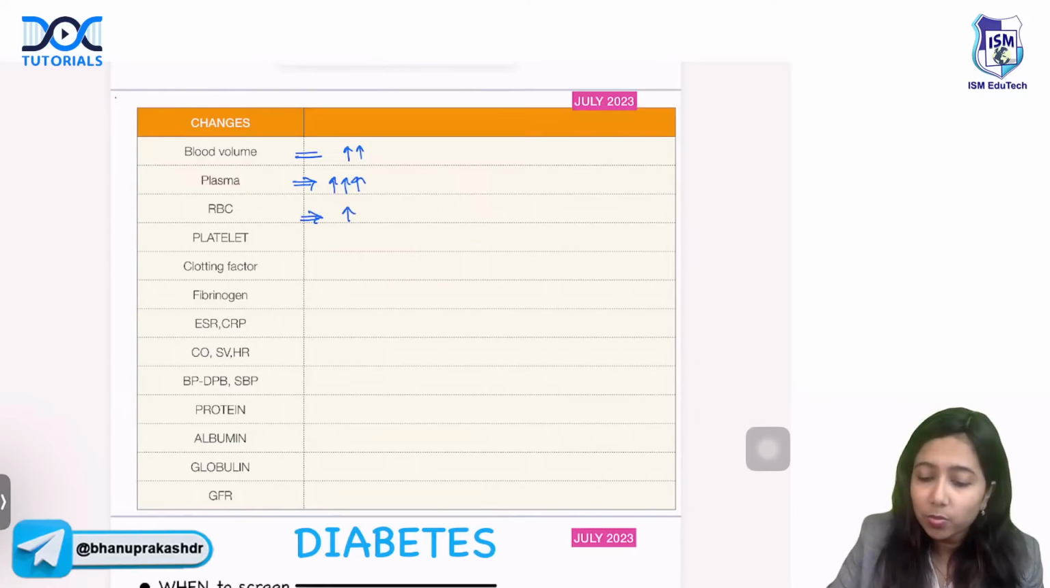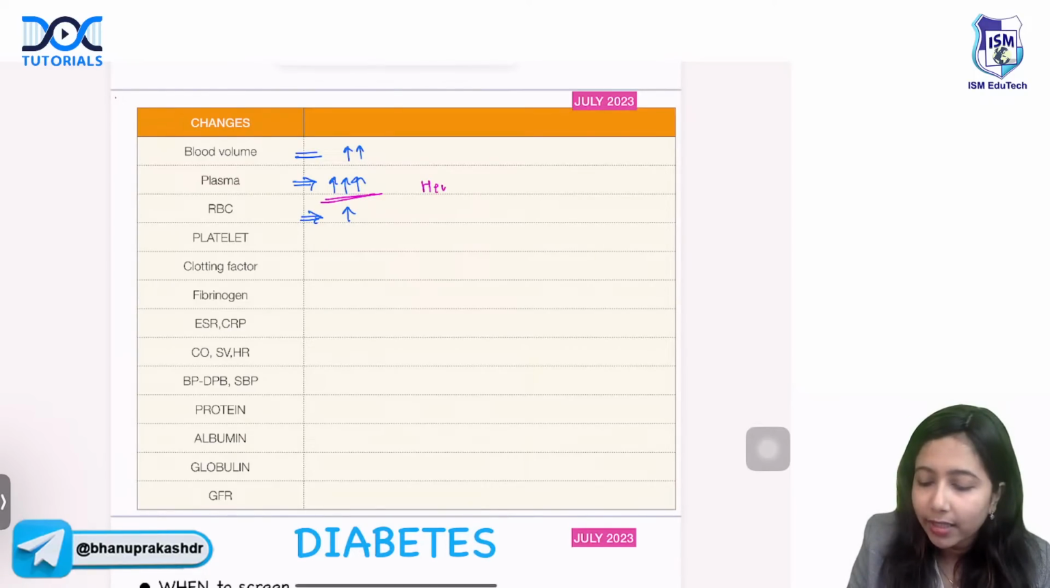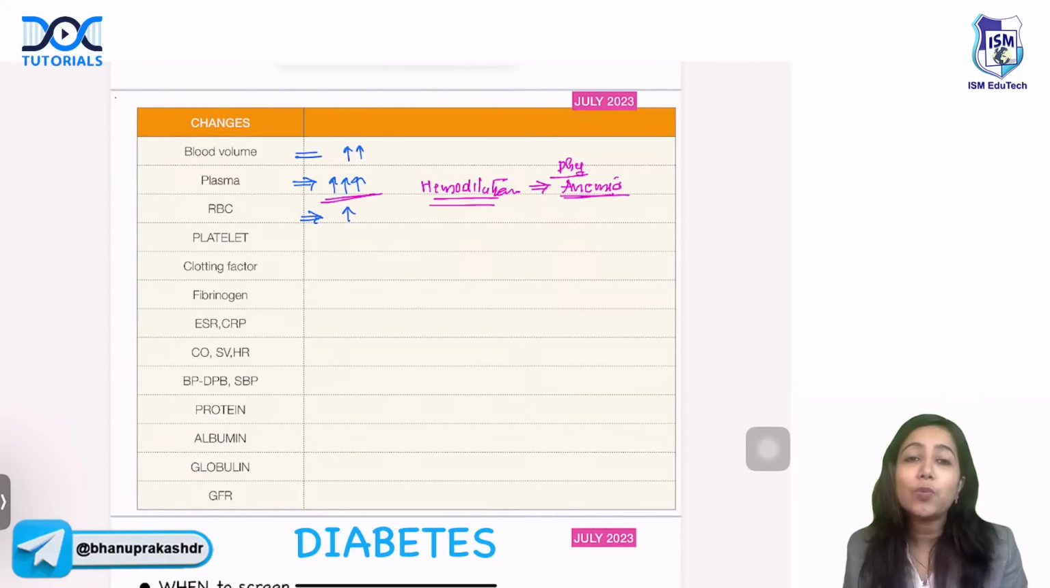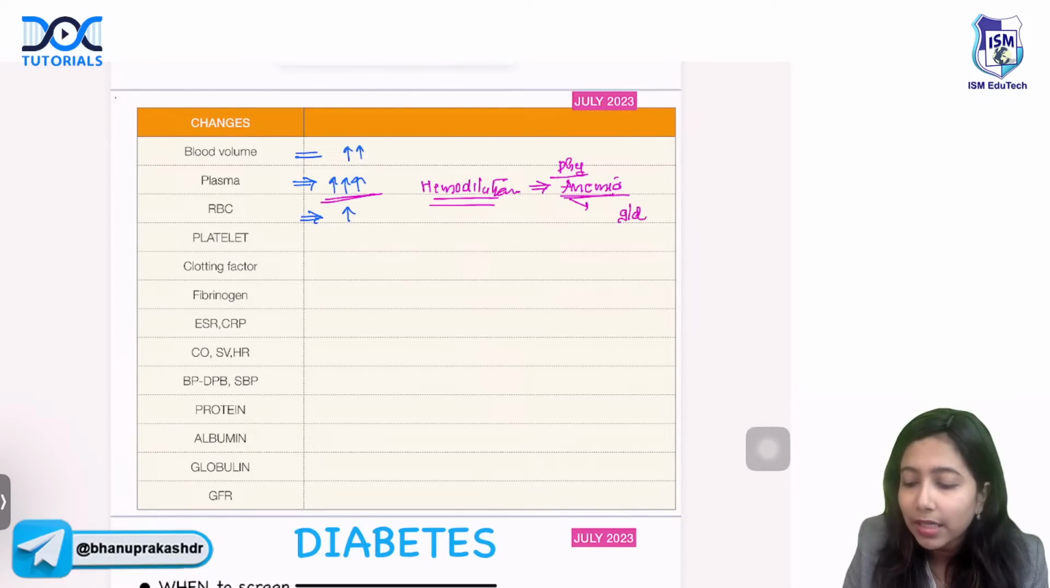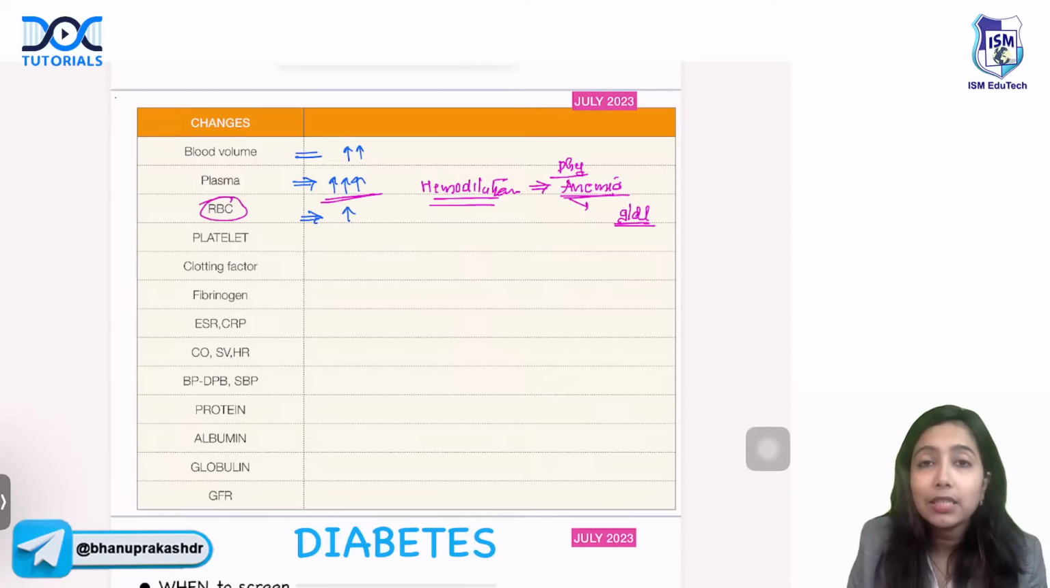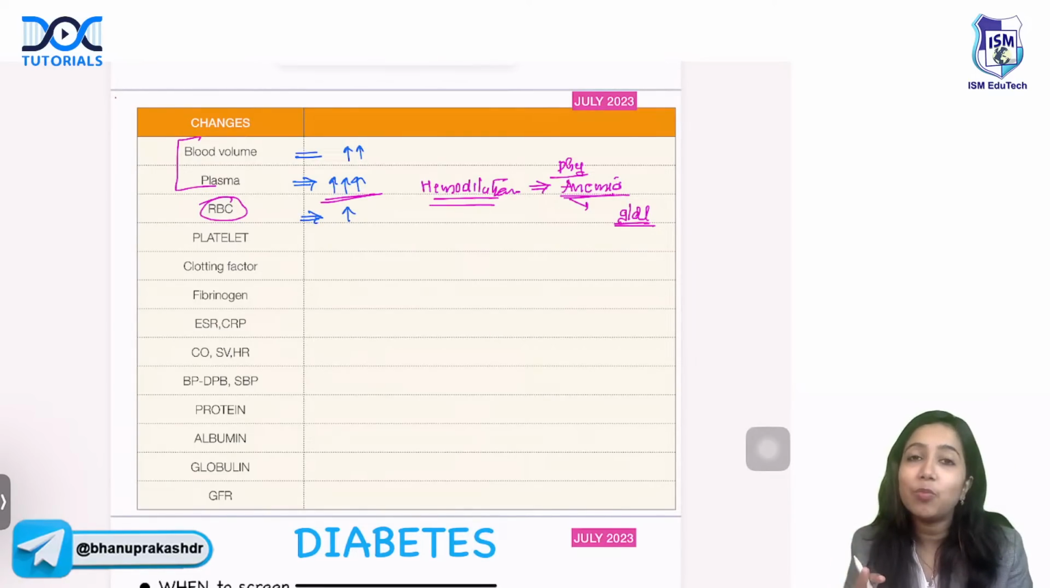But as the plasma volume is increasing so much, there is going to be a net hemodilution, due to which the patient will have anemia. And this anemia is known as physiological anemia. What is hemoglobin? It is basically represented as gram per deciliter. The RBCs are increasing, but the deciliter, the volume, is also increasing. So the net effect is there is hemodilution, due to which there is physiological anemia.